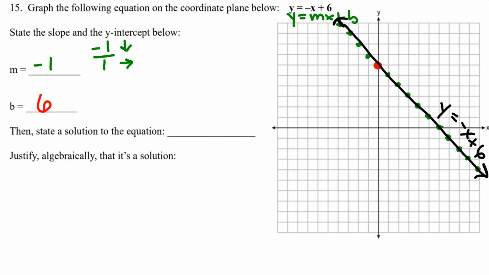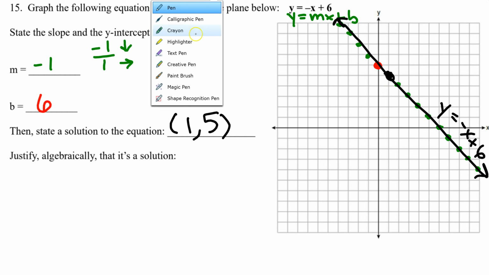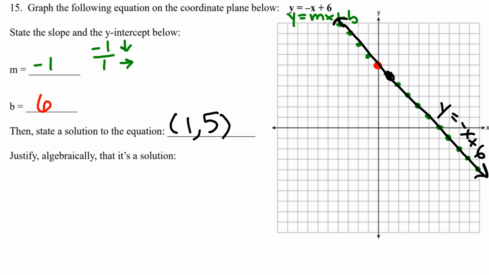Now for the follow-up, it says, then state a solution to the equation. Again, a solution is any of these points that lie on that line. So there's a bunch of different solutions that I could use, but I'm just going to use this one right here, that bold one. That is the point (1, 5), 1, 2, 3, 4, 5. Now for the follow-up, it says, show algebraically that (1, 5) is a solution.